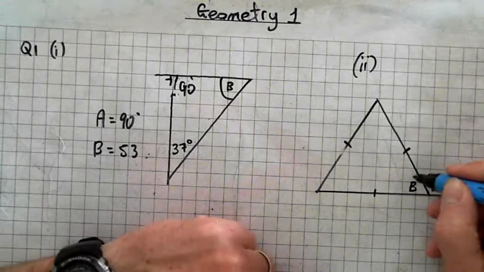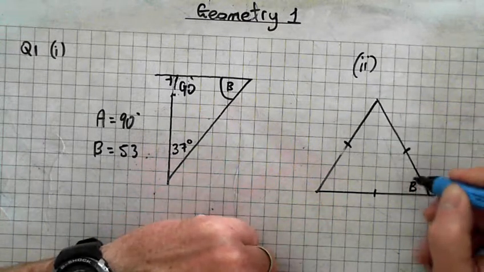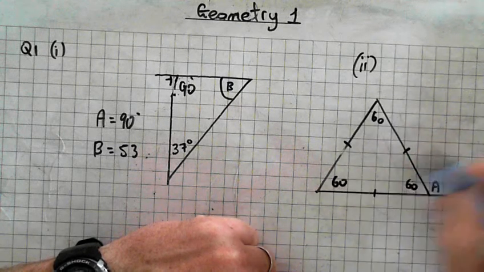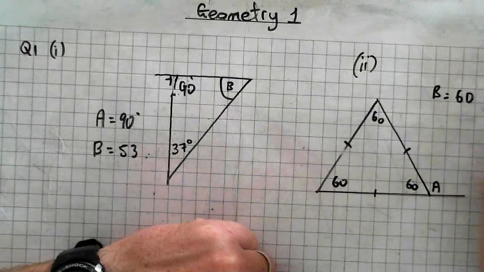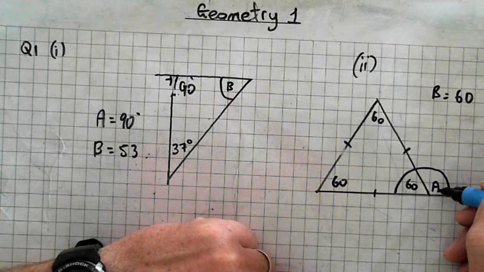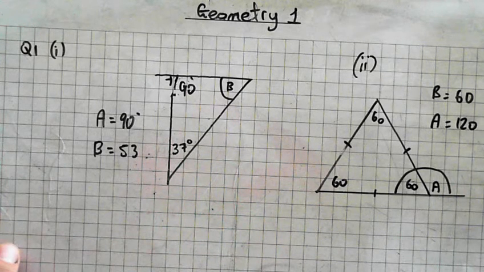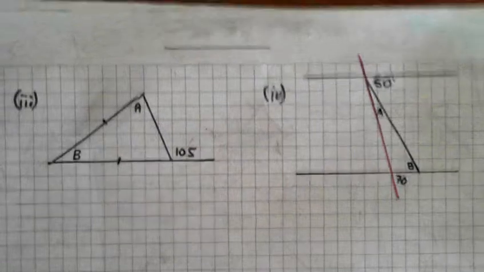All right, so that's an equilateral triangle. So all these angles are 60. Therefore, B is equal to 60, and then 60 plus what is 180. A is equal to 120. That's it. And the next one.